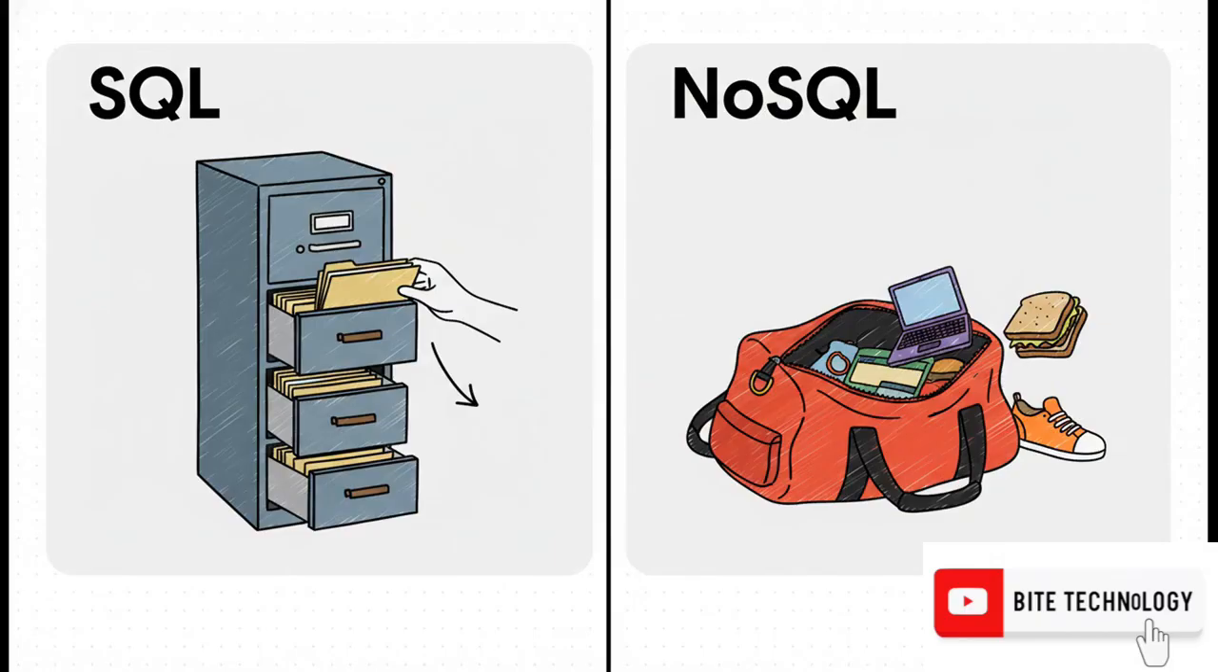To really get our heads around this, let's use a simple analogy. On one side, you've got SQL. Think of it like a perfectly organized filing cabinet. Every file has its own labeled folder, everything is in alphabetical order, and you know exactly where to find anything you need. Then you've got NoSQL. This is more like a giant duffel bag. You can just throw anything and everything in there. Your laptop, your gym shoes, half a sandwich. It's super fast, super easy, and it holds a ton of stuff.